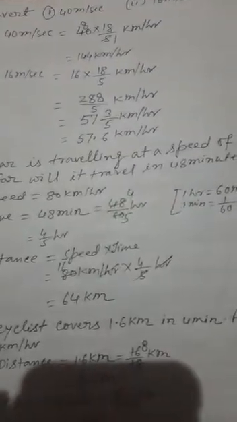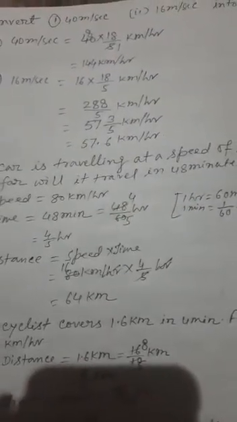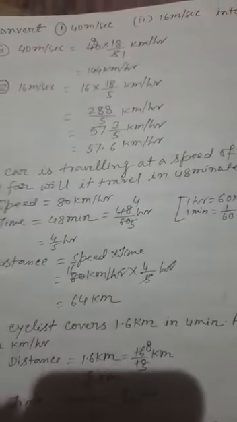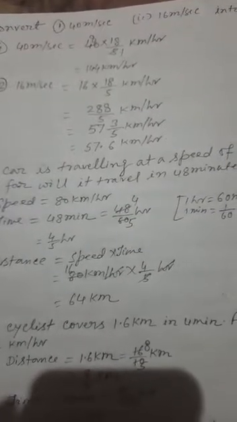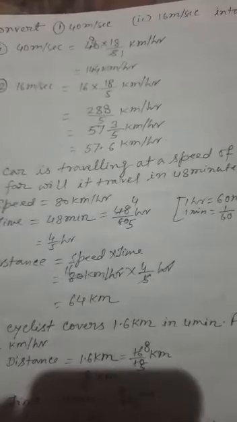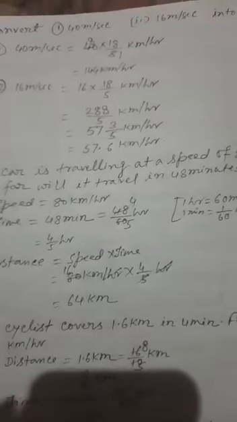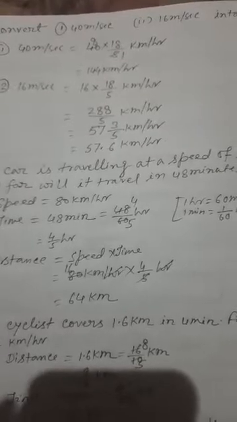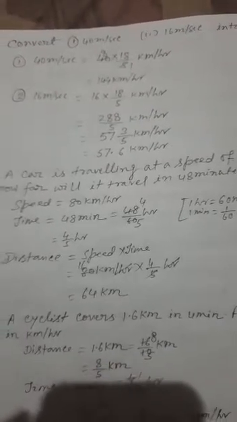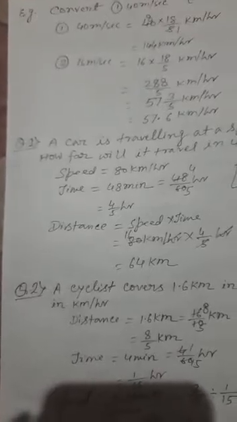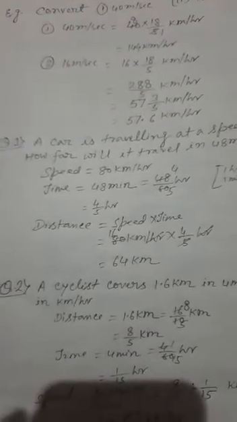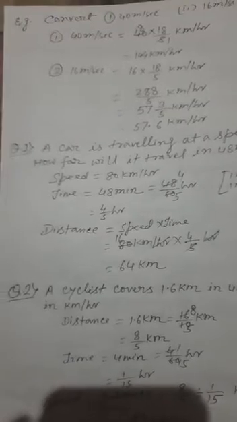Similarly, 16 meters per second is equal to 16 into 18 by 5 kilometers per hour. So on multiplication of 16 into 18, we will get 288 by 5 kilometers per hour, which is equal to 57 3 by 5 or 57.6 kilometers per hour. Now a few more questions I have solved for you, the sums based on speed, distance and time.